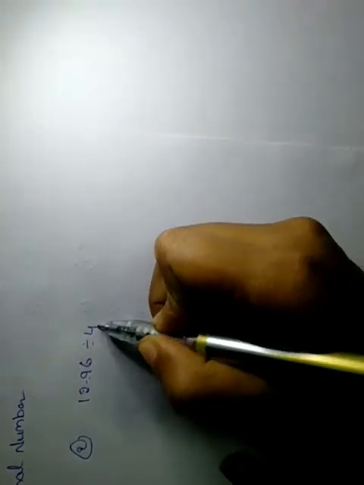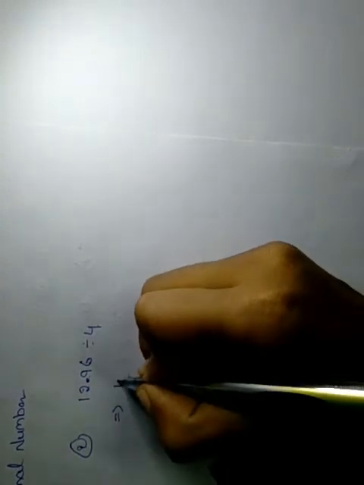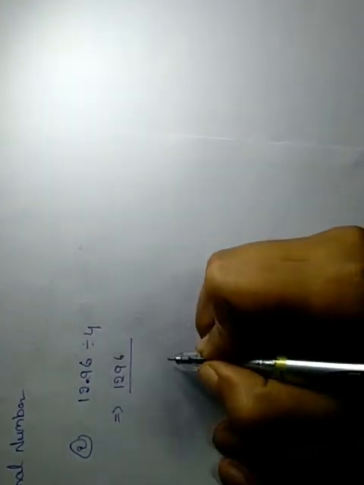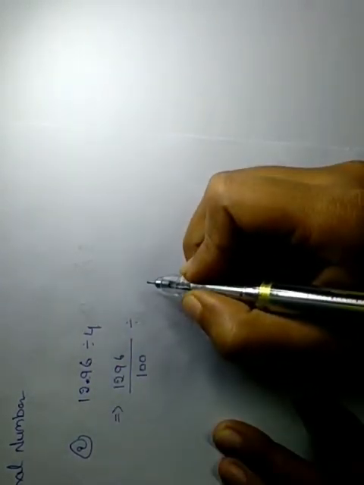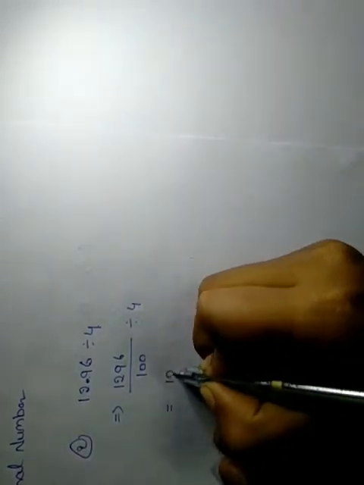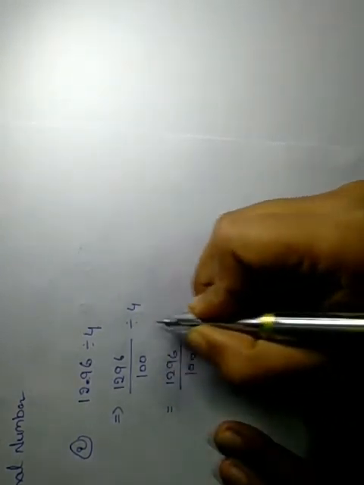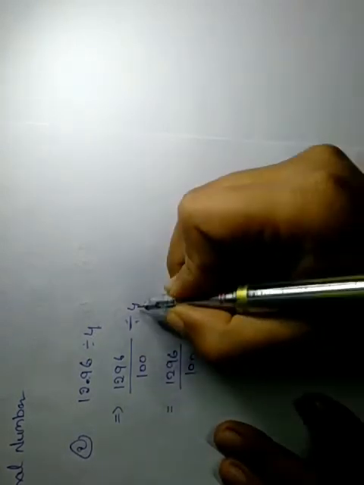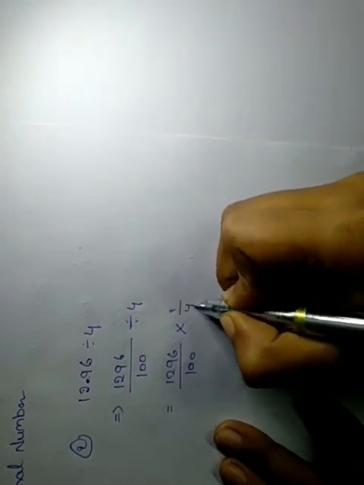We'll take the second problem. 12.96 is divided by 4 here, right? So you know that first we have to remove the decimal point and write that. Here we have to divide it by 100 because the decimal point is present after the 2 digits, and we'll keep 4 as it is. Now 1296 divided by 100, and the second step is we need to change this division sign to the multiplication sign. Then the third step is we have to reciprocal it and write, that is 1 divided by 4.